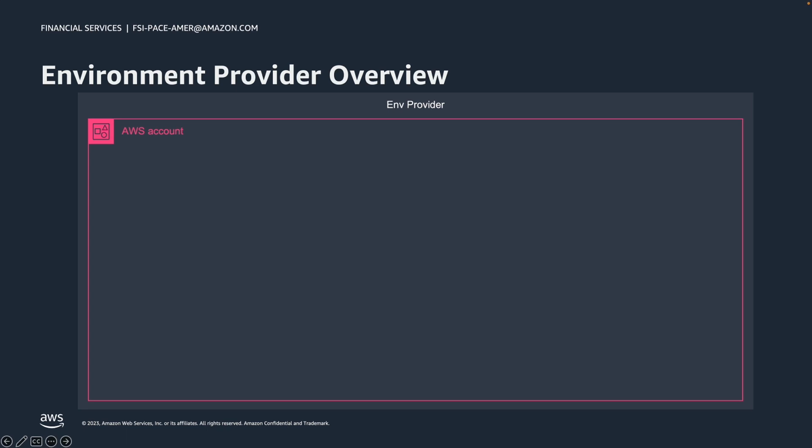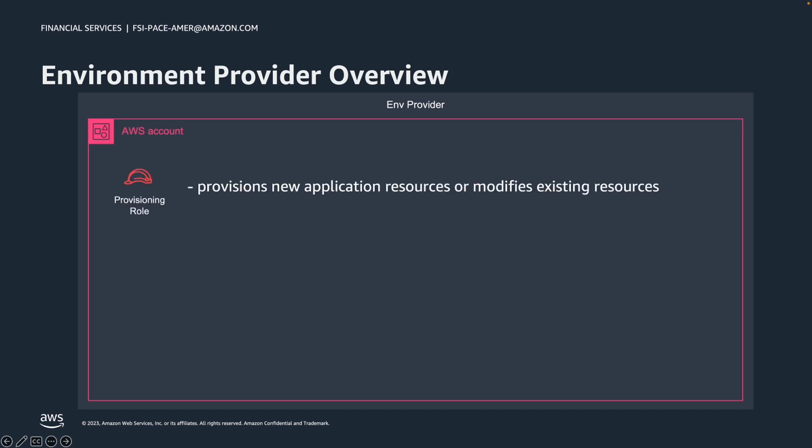An environment provider starts with a target account where applications should be deployed. In this account, there will be two key roles created. The provisioning role is intended to be assumed by a CI/CD pipeline and will provision application resources into the environment. This role is used when creating new applications or when modifications to application infrastructure occur.